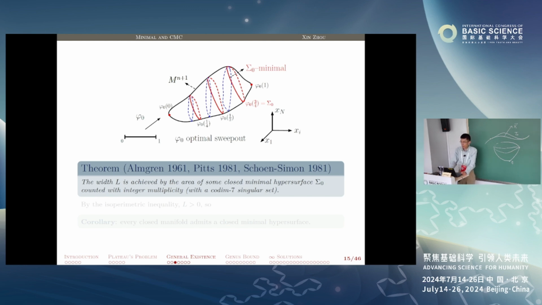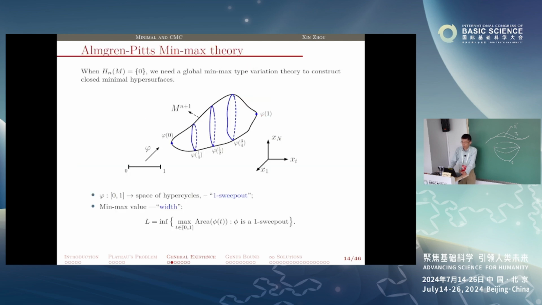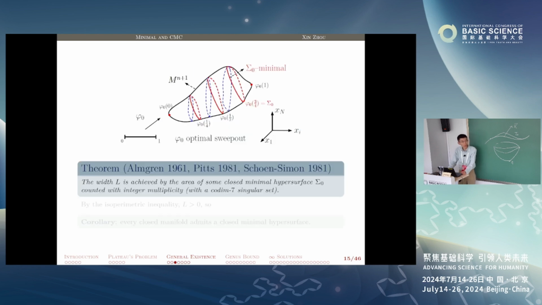So the theory is that once you can define such a number L, I mean, in my picture I use a one parameter family, but later on I will show you multi-parameter families. As long as you are able to define such a number, you can realize the number as the area of minimal surfaces. Then you may ask whether the number is positive.